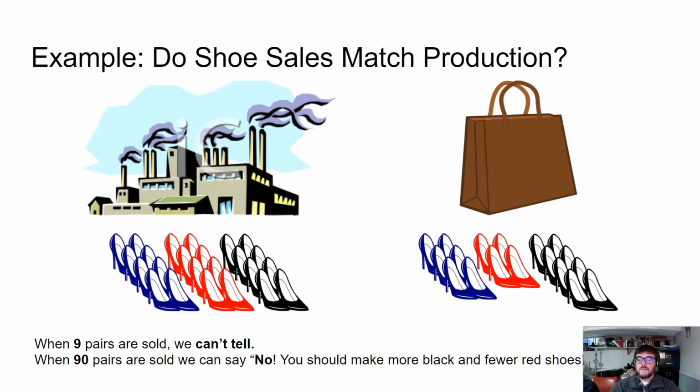Oh wait, no. The summary is 9 pairs of shoes aren't enough, but with 90 pairs we can say yes. We can say no, shoe sales don't match production. They should make more black and fewer red shoes. And that's the kind of way that this actually could be useful for you in real life.